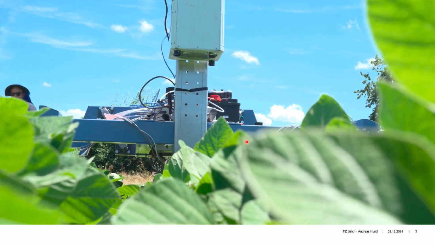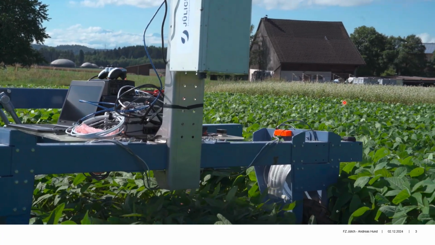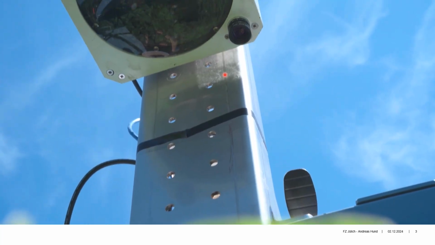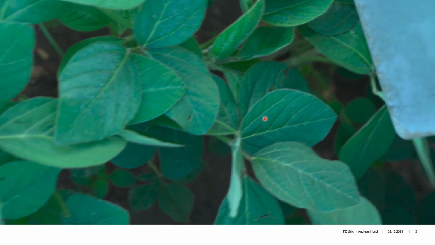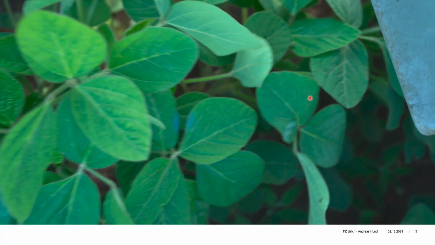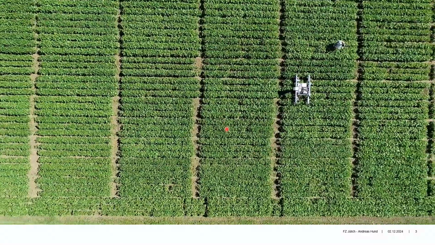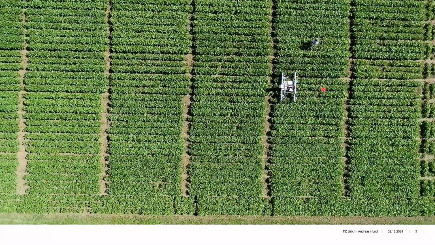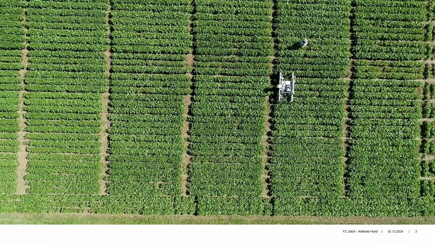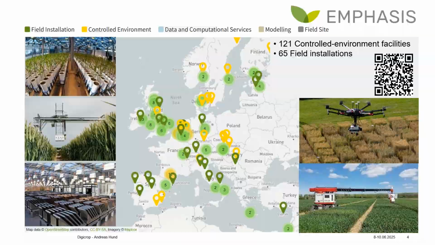And here you see some prototypes. This is a prototype rover from Caterra with a prototype chlorophyll fluorescence transient device on it from Jülich, and we are evaluating if we can operate that for soybean, for example.